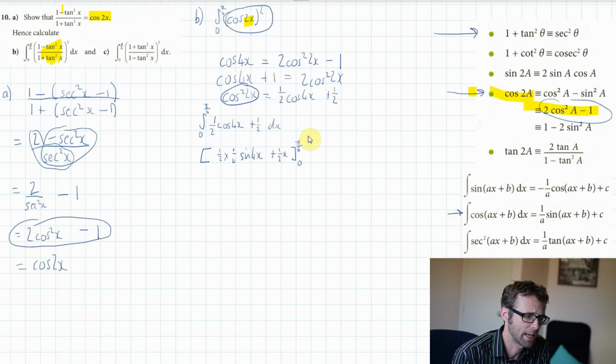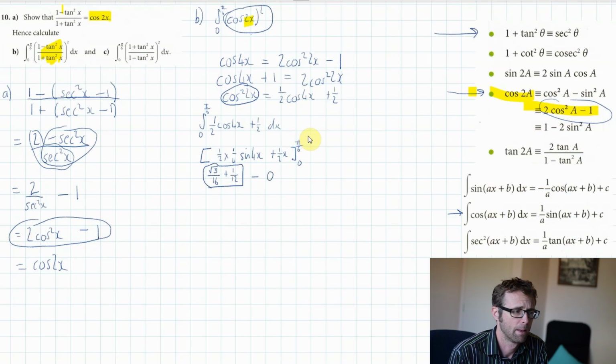Now when I do this on my calculator, for this first one I am getting square root 3 over 16 plus 1/12. And then when I stick in 0 as my x, I'm going to get 0 for my second term. So my final answer is simply this bit here.